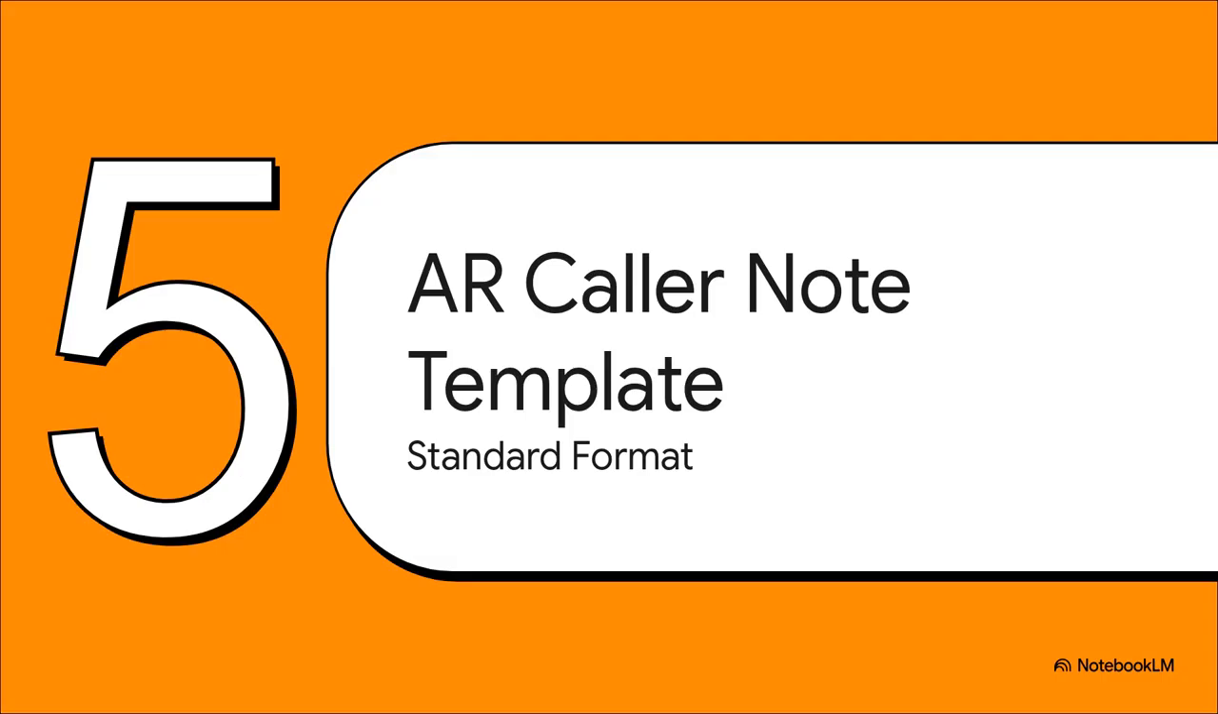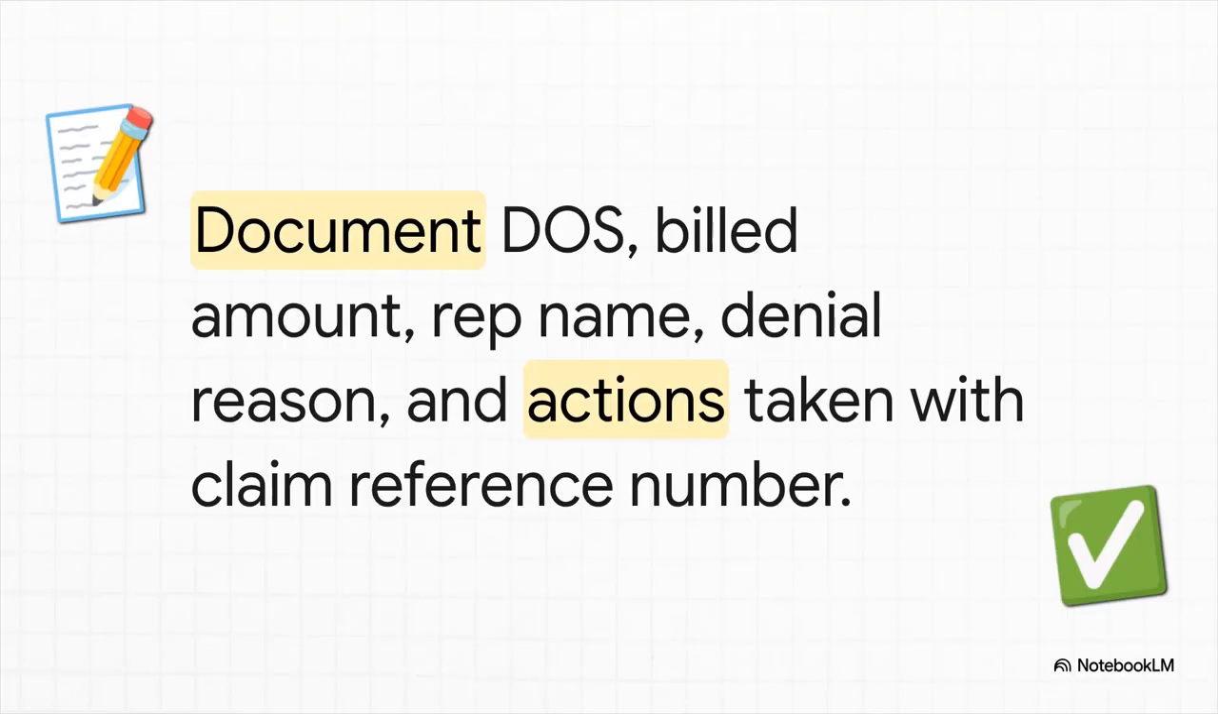All right, Section 5, Standard AR Caller Note Template. Using a strictly formatted caller note template like this makes sure your investigation is completely foolproof for whoever touches the account next. Look at how tight and chronological this is. Date of service, billed amount, submitted date. Then, who you called, the number, and the rep's name. Why was it denied and when? What's the correspondence history? And finally, what definitive action did you take, backed up by your claim and call reference numbers? Let me tell you, if your notes look like this, your supervisors are going to love you, and the claim gets paid way faster because there is literally zero ambiguity about what's been done.